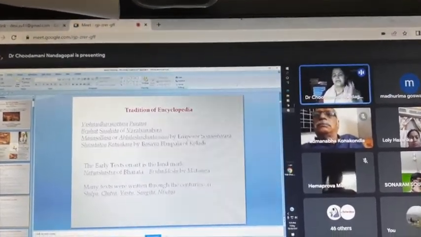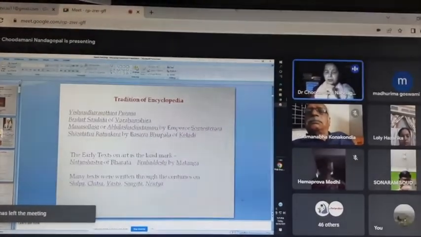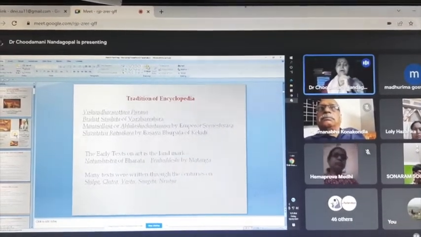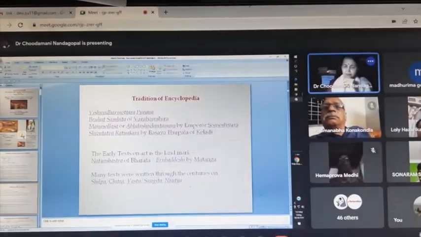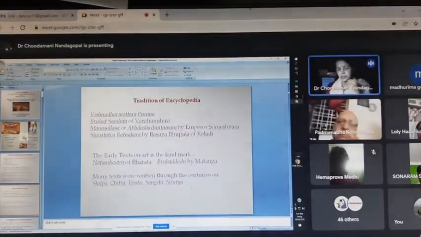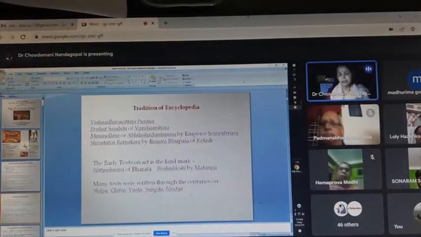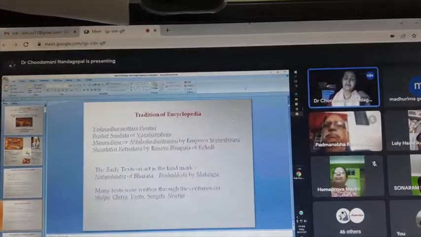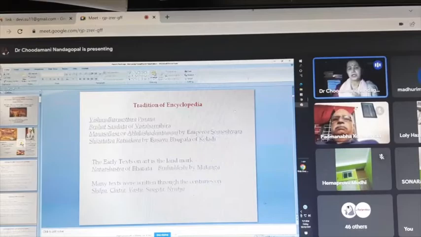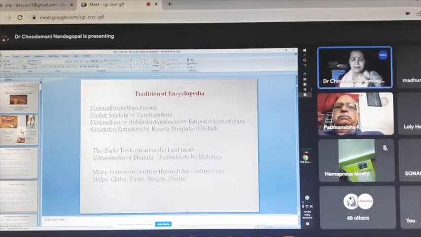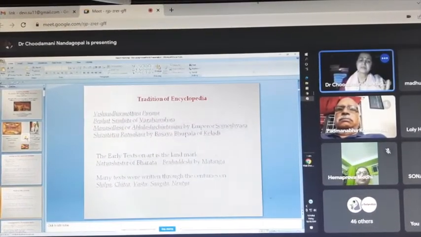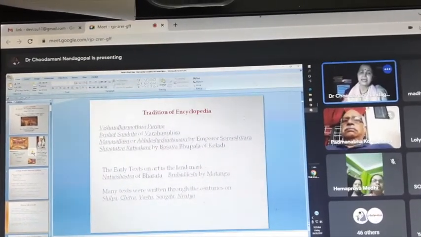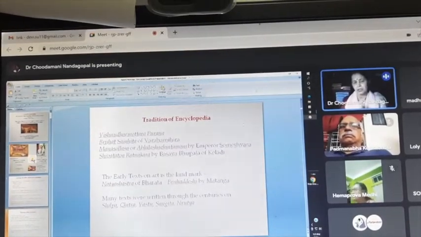We also have in India a tradition of encyclopedias. In that group we have the Vishnudharmottara Purana, attributed to the 4th century AD, having hundreds of chapters on all aspects of human life, animal life, and even water bodies. Everything has been dealt with there. It is a scientific, religious, social and secular encyclopedia of India, the first encyclopedia.